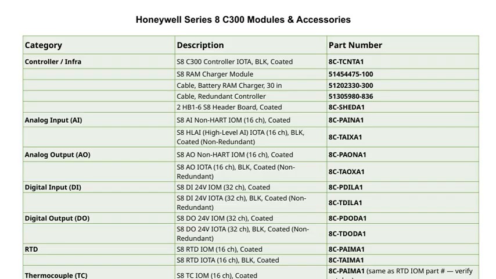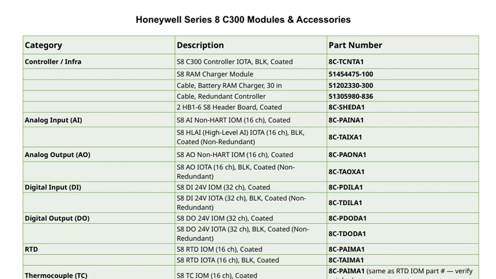In this slide, I want to walk you through the key Honeywell Series 8 C300 modules and accessories listed in our table. First, we have the controller and infrastructure components, including the S8 C300 controller, which is coated and comes in black, with the part number 8C-TCNTA1. This forms the core of the system.